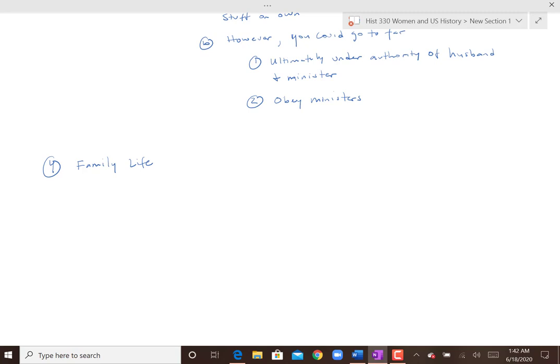You ultimately still have to fall under the authority of the minister and your husband, but you have this weird freedom in between to do some things. You can sue in court, you get to go to school, right? And yet then they have this very strict religious structure of how you behave and what you do.